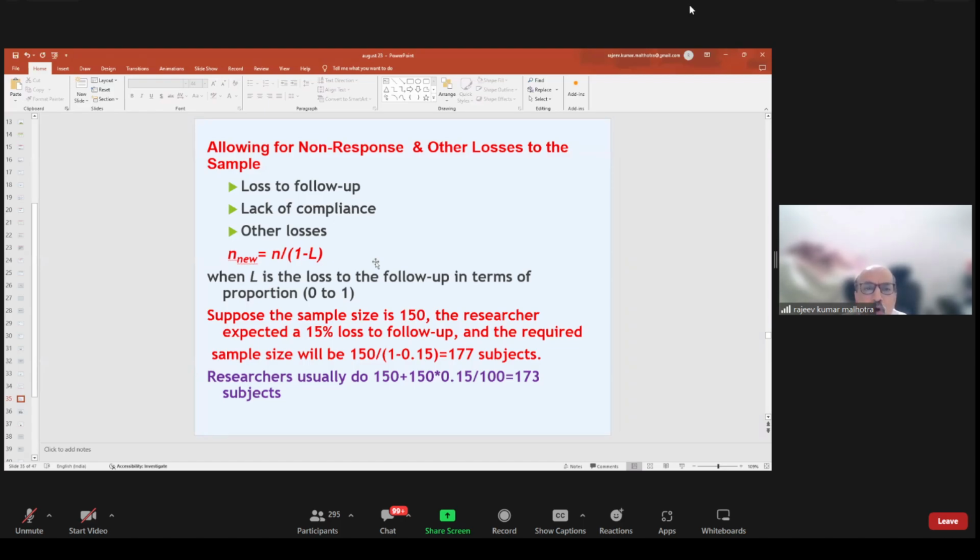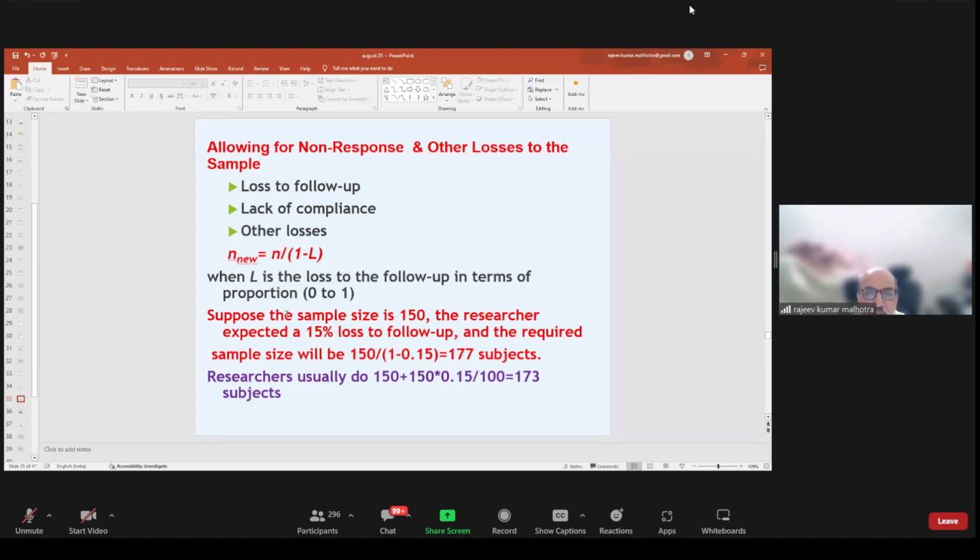There is loss to follow up, lack of compliance, other losses. So you have to adjust for these in your sample size. But what the students do is this. Suppose the sample size is 150. The researcher expects 15% loss to follow up. Then the required sample size is 150 divided by 1 minus 0.15, that is 177. This is the correct method for this one.